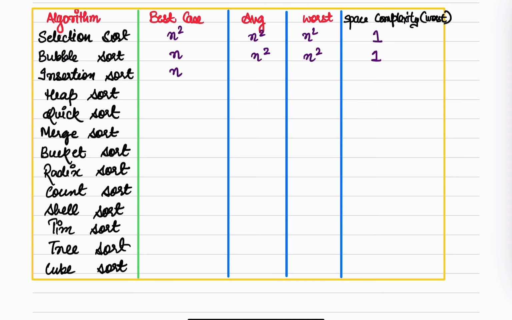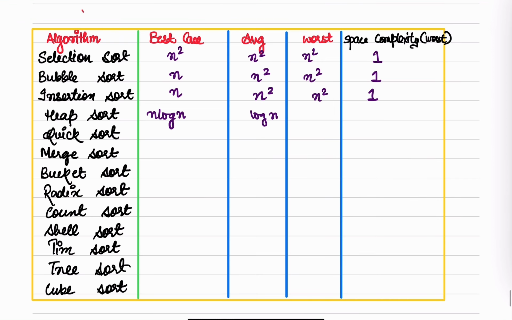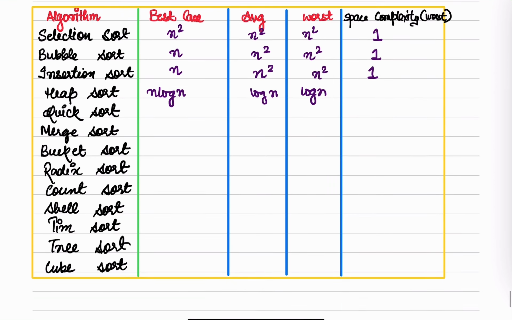Insertion sort is n square, space complexity is constant. For heap sort, the best case is n log n, because here input gets divided, log n. Then for the space complexity, heap sort also takes a constant space of 1 unit, let's say. Quick sort is log n in the best case, because there we divide the input by 2, log n, and worst case it is n square, and here the space complexity is of efficiency class n.